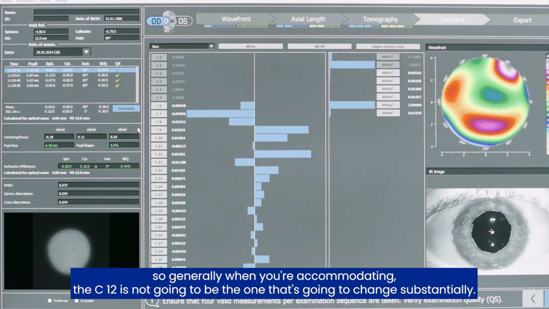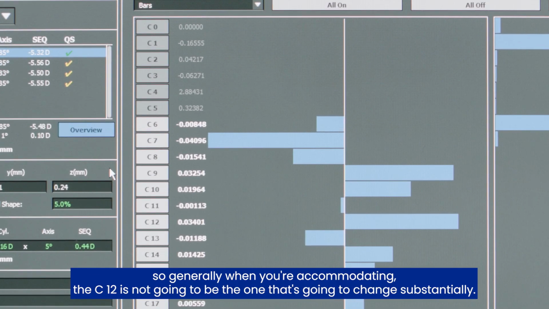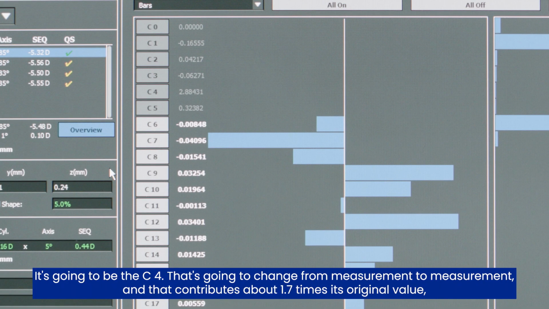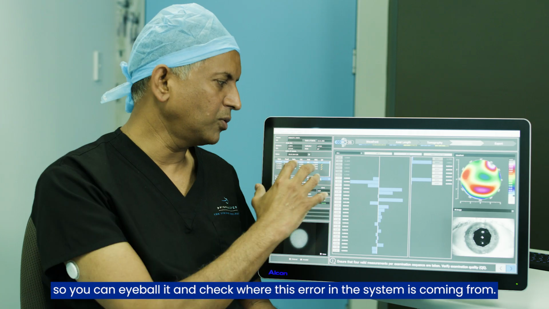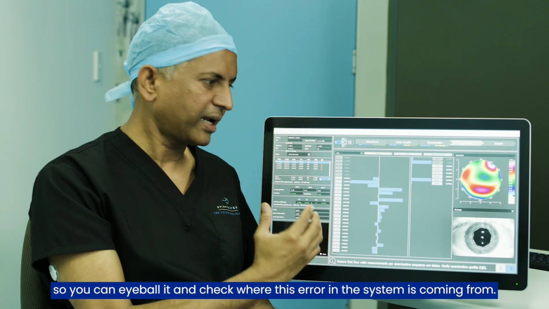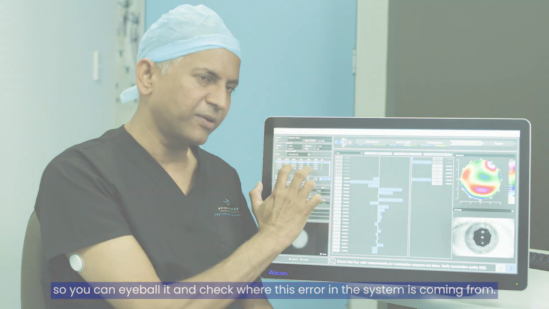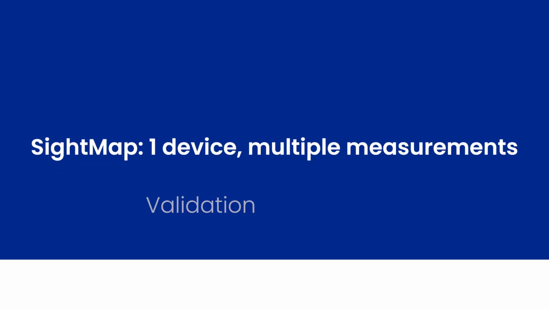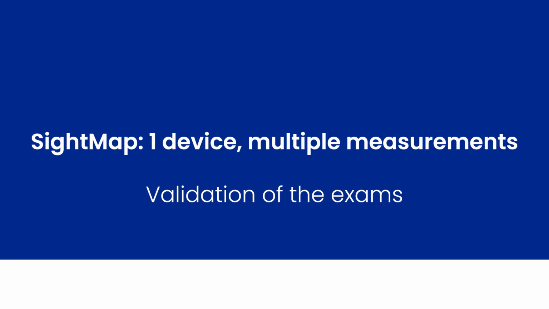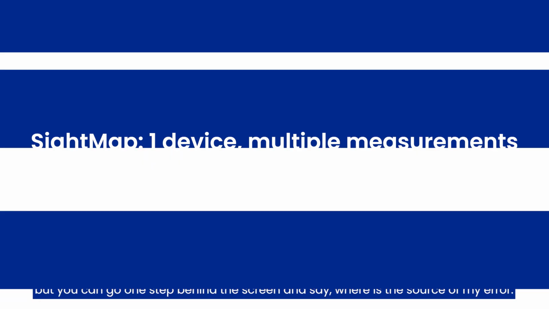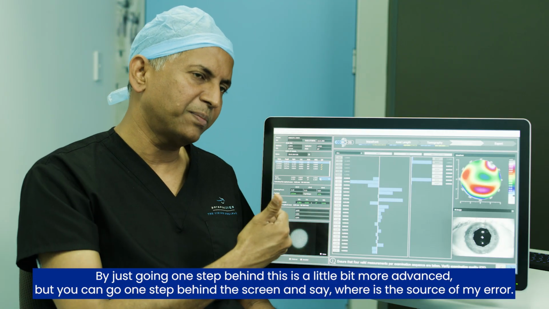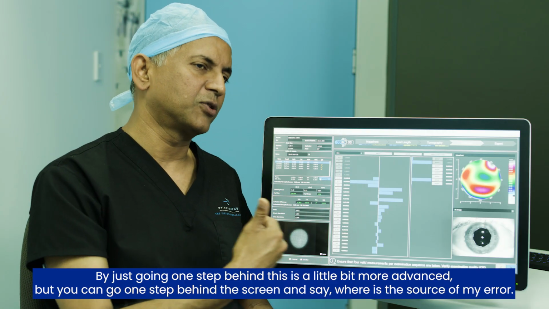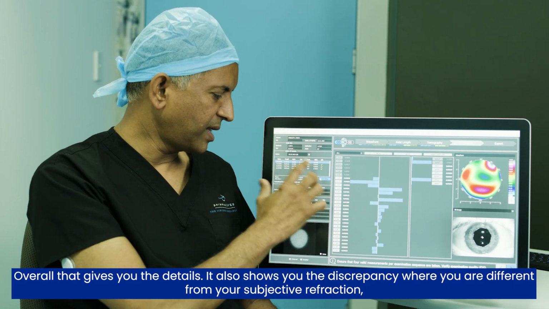So generally when you're accommodating, the C12 is not going to be the one that changes substantially. It's going to be the C4 that changes from measurement to measurement, and that contributes about 1.7 times its original value. So you can eyeball it and check where this error in the system is coming from, by just going one step behind. This is a little bit more advanced, but you can go one step behind the screen and say, where is the source of my error? Overall, that gives you the details.